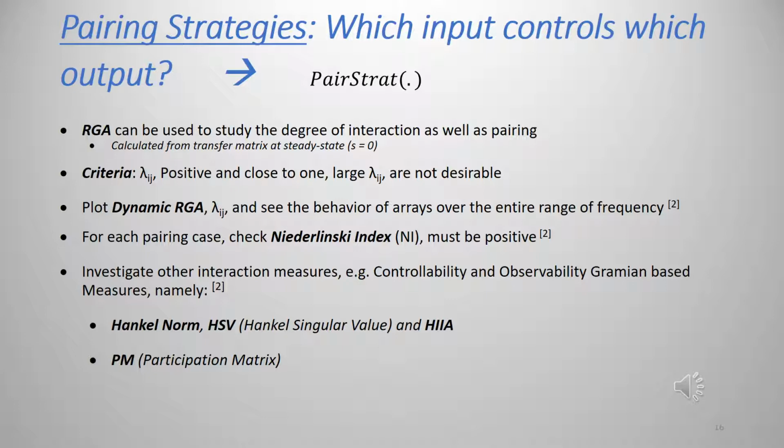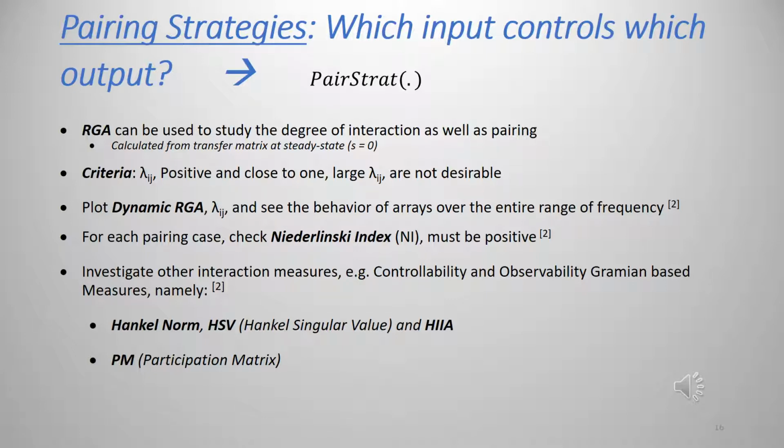Also, it's advised to plot relative gain arrays through the whole range of frequency, because there is a chance that lambdas change behavior in some frequencies. So to make sure that at all frequencies lambdas meet the criteria, it's advised to plot the relative gain array in the whole range of frequency.